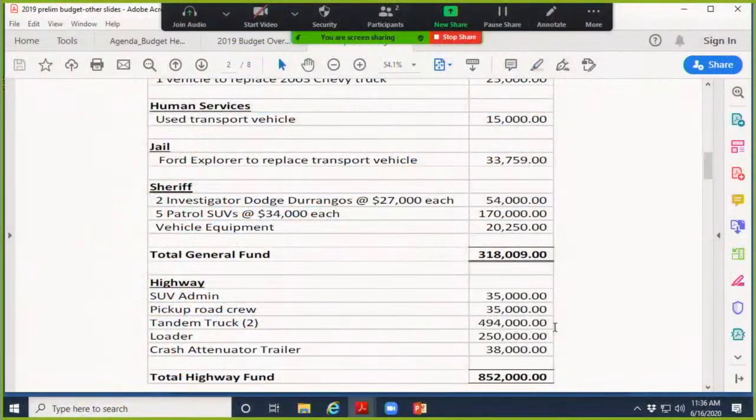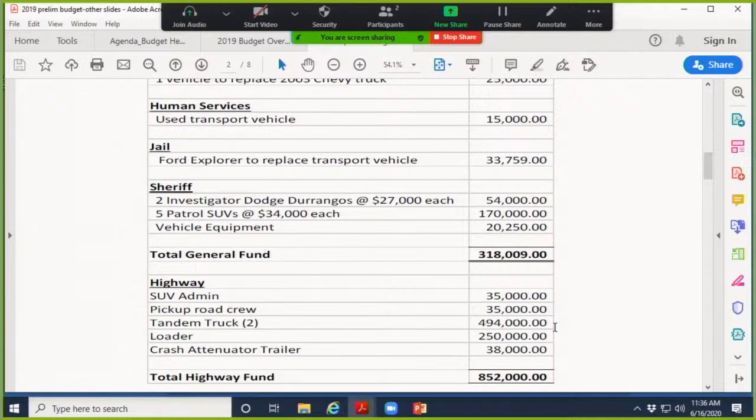I'm okay looking at this with holding off on the SUV and the road crew truck. You know, the only issue that we have is as we put things off, then we might end up with a big chunk of cars that we have to do at one time. But I'm okay if we don't do them this year.